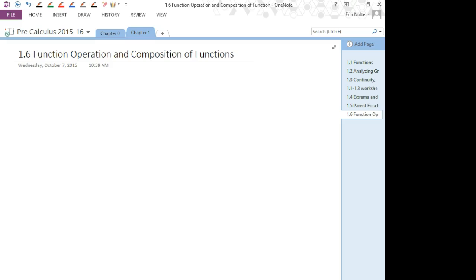Alright, so 1.6 is function operation and composition of functions. This should be review. You guys have seen this before. Yep, all of this.